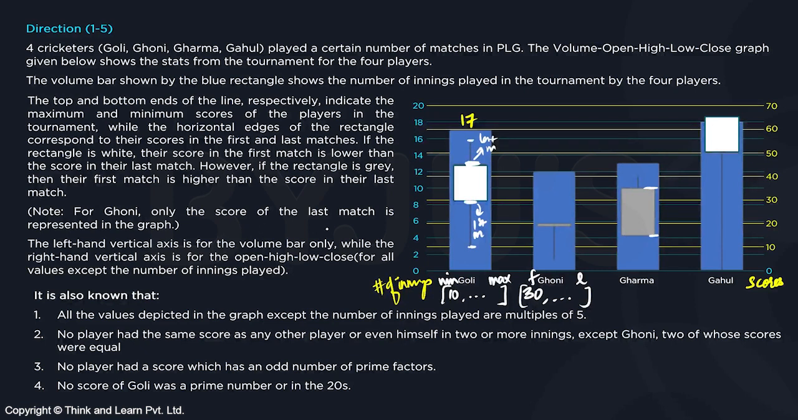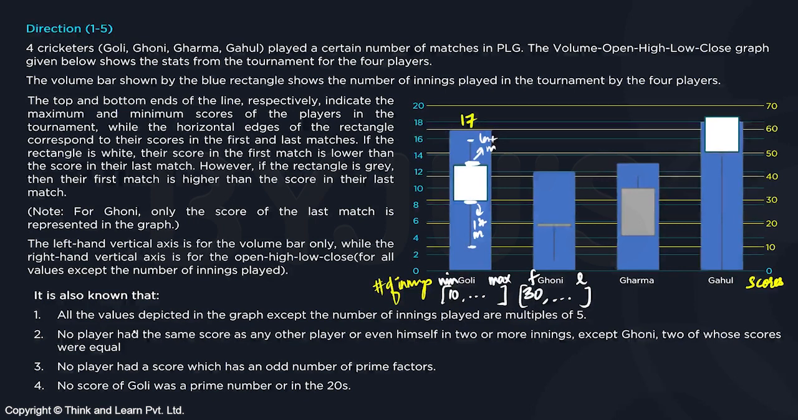Now, for Ghoni, only the score of the last match is given. So for Ghoni, it's only the last match. Okay, so this is only the line. So we don't know the first match score, right? As of now, we don't know that.